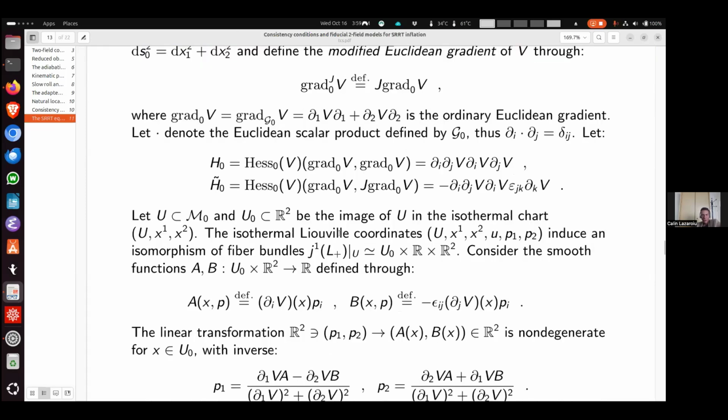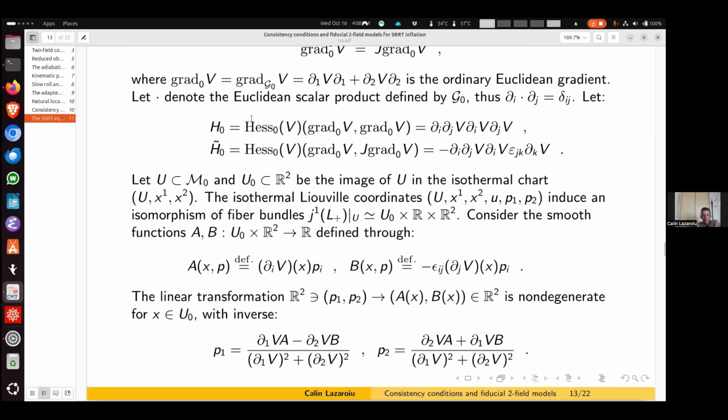And then you are going to use more notation, so you define H naught and H tilde naught to be the Euclidean Hessian of V applied on grad naught V and grad naught V, respectively grad naught V and this modified Euclidean gradient, J grad naught V. I gave you here the local expression in isothermal coordinates. Epsilon is the ordinary epsilon tensor.